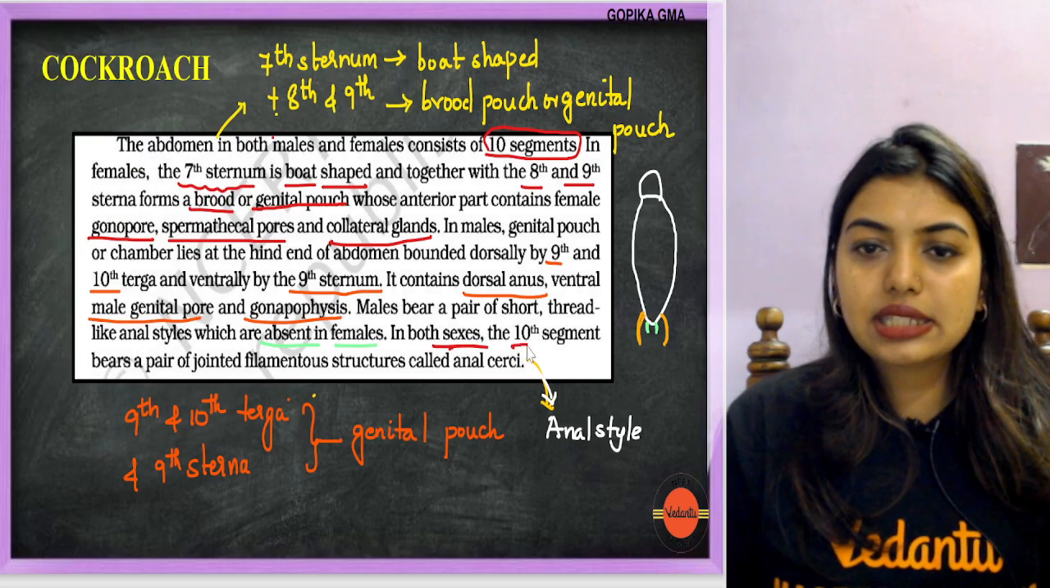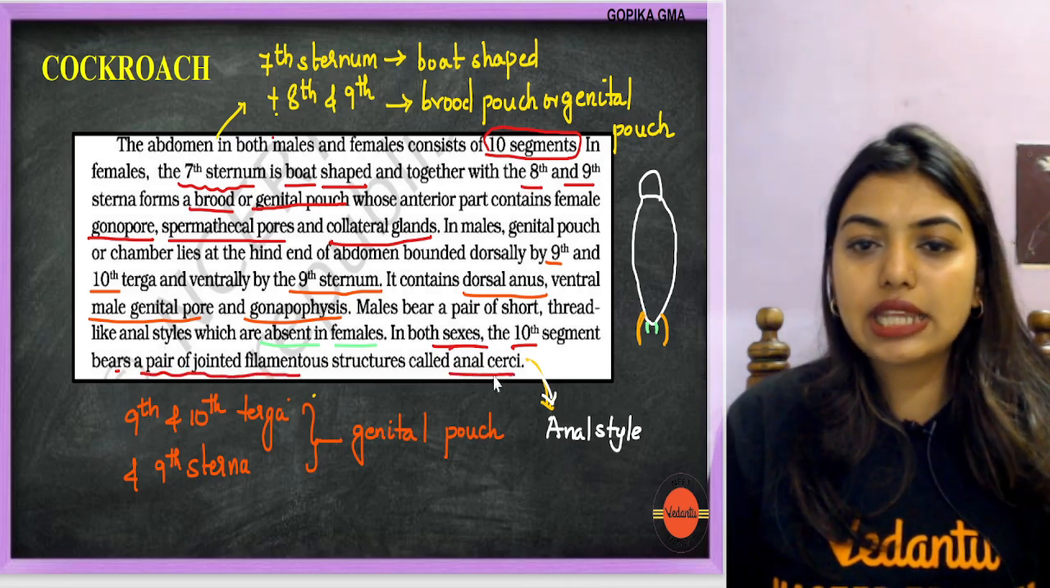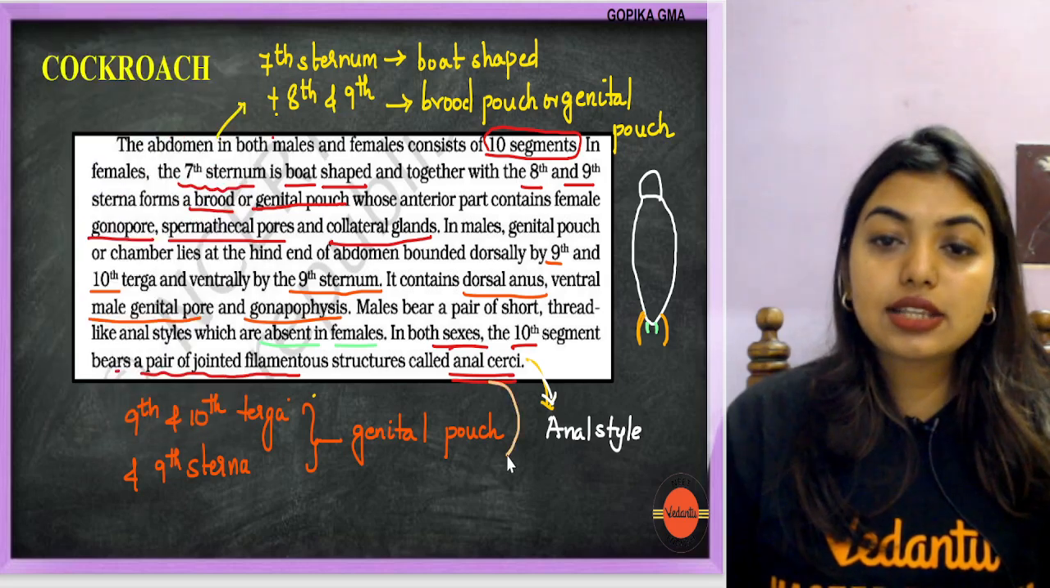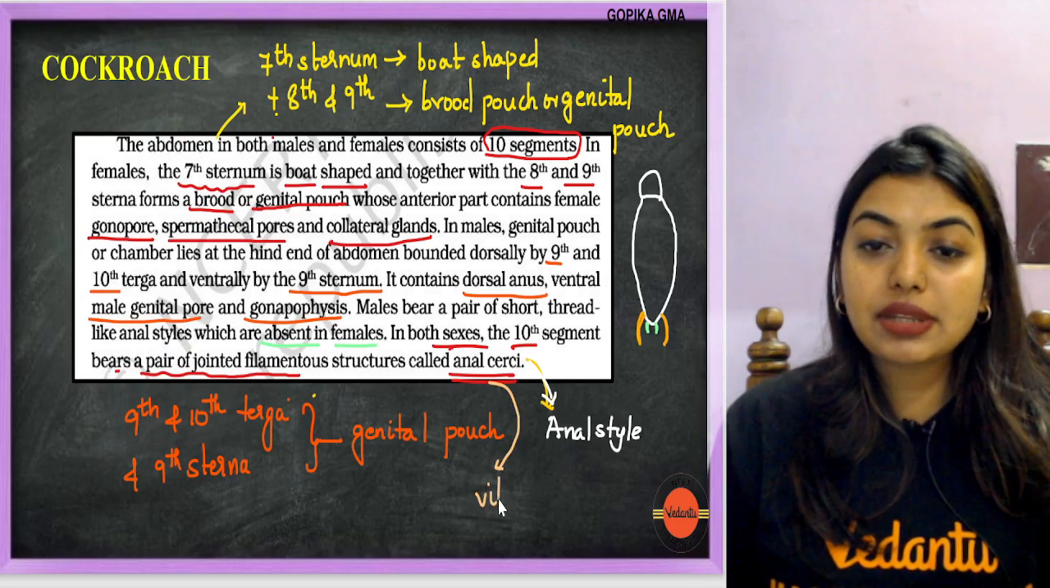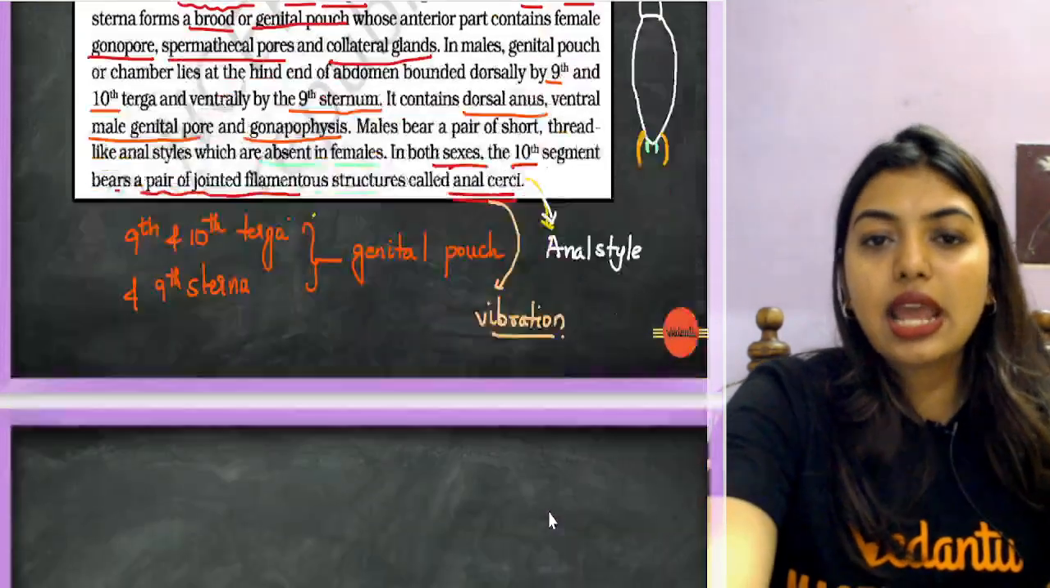In both sexes, the 10th segment bears a pair of jointed filamentous structures called the anal cirri. Now I told you anal cirri are not just present there. Anal cirri are going to collect the vibrations. That means the sound vibrations will be sensed by these anal cirri.